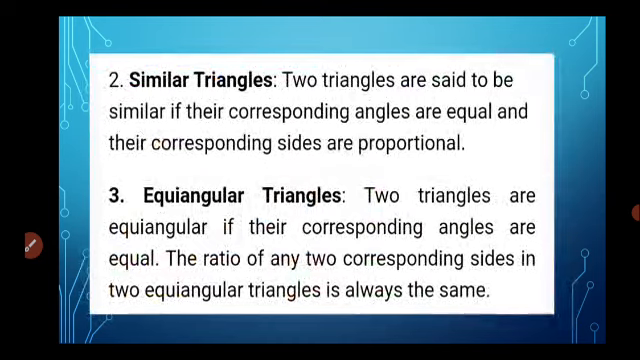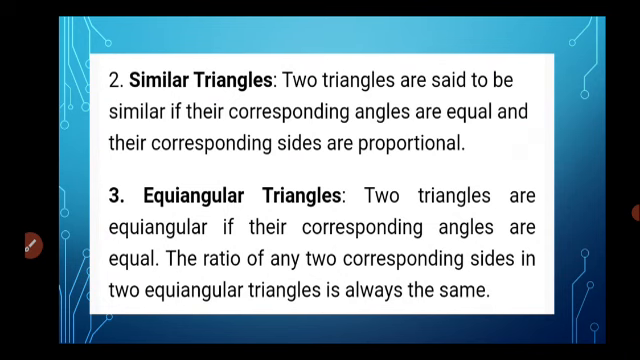Similar triangles. Two triangles are said to be similar if and only if their corresponding angles are equal and their corresponding sides are proportional. Proportional means all the sides are in the same ratio.